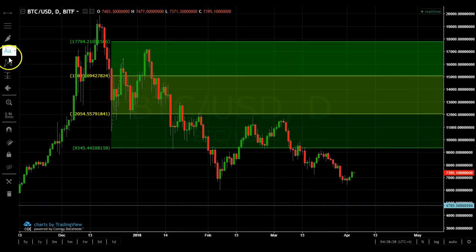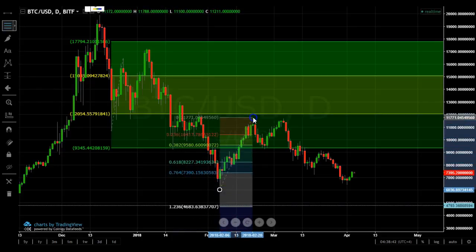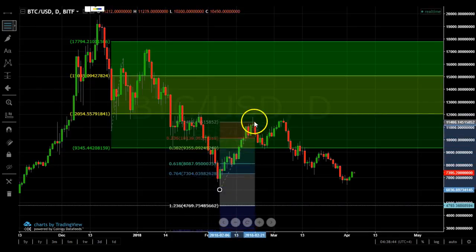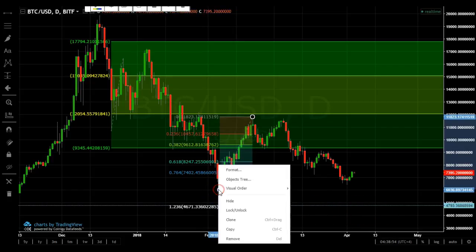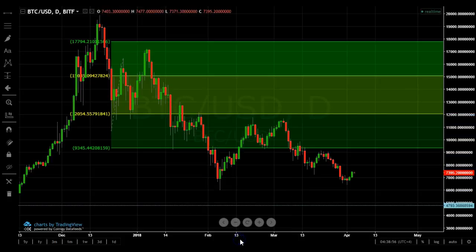Let's take a look and see how that actually goes. Right from here up until there, and there you go. Here's the level. 1.236 is very, very close to where I've placed my line. Now I want to show you why I placed my line right there.